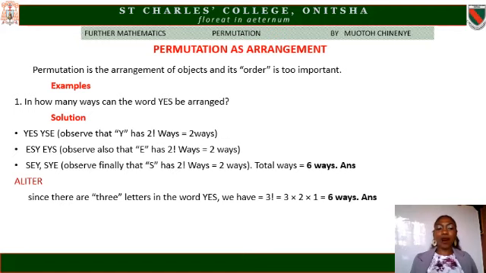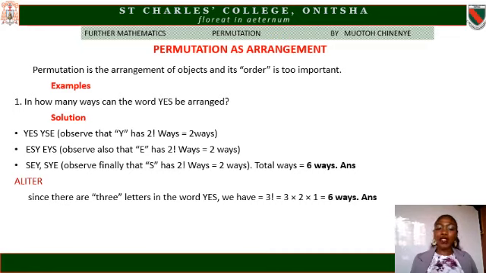Solution, you observe that Y has 2 ways of arrangement, which is Y-E-S and Y-S-E. And E has 2 ways of arrangement, which will give us E-S-Y and E-Y-S. Then S has 2 ways of arrangement also, which will give us S-E-Y and S-Y-E. When you count the total arrangements, you are going to have 6 ways.